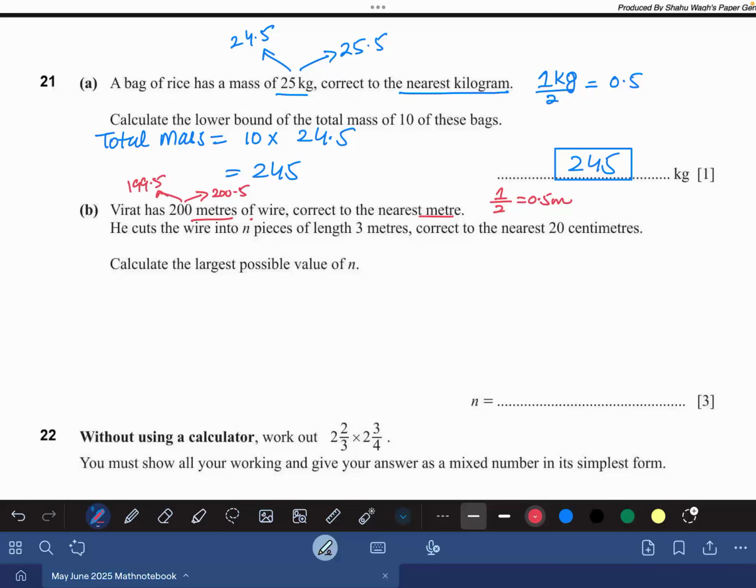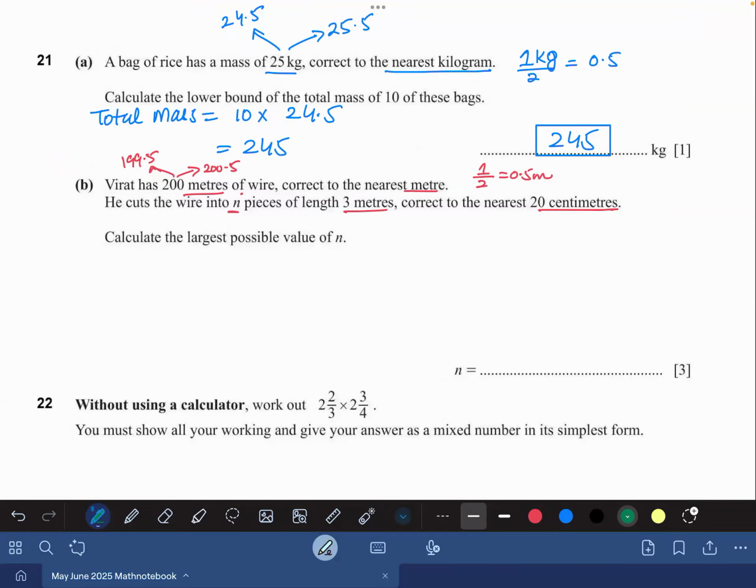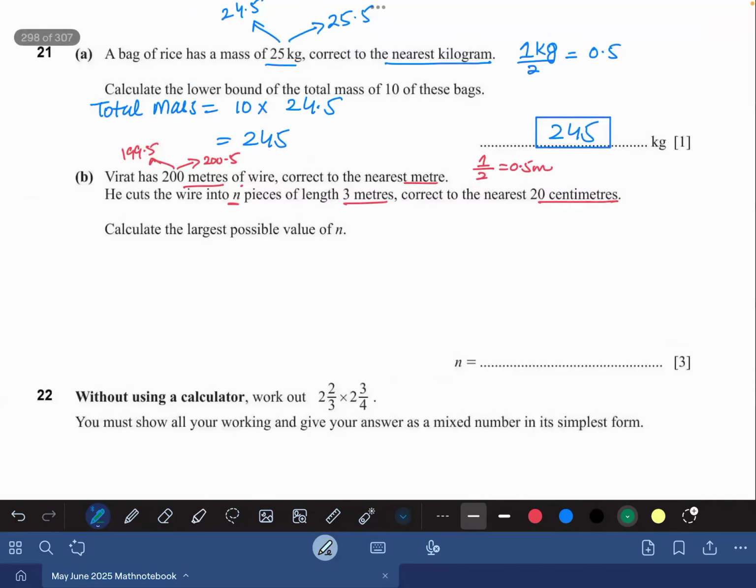He cuts the wire into n pieces of length 3 meters, correct to the nearest 20 centimeter. Now there is a problem. It is meter, it is 20 centimeter. But we need to convert 20 centimeter into meters first. We know that 1 meter has 100 centimeters. So 20 centimeters will have x meters. So cross multiply. So 20 is equals to 100x, divided by 100 on both sides.